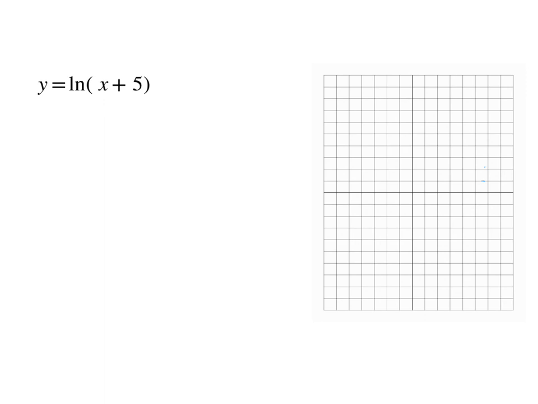So first thing, let's plug a 0 in for x. So we just get ln 5, which is about 1.6 or something like that. I'll just leave it as ln 5. So that would be, let's just estimate it about there on our graph.